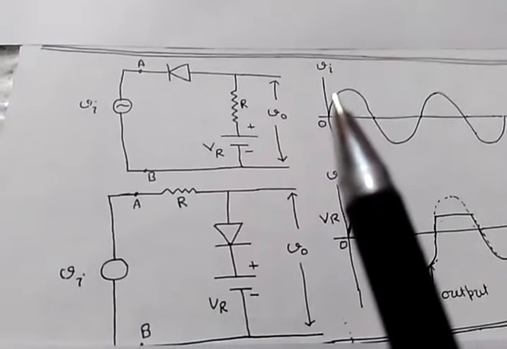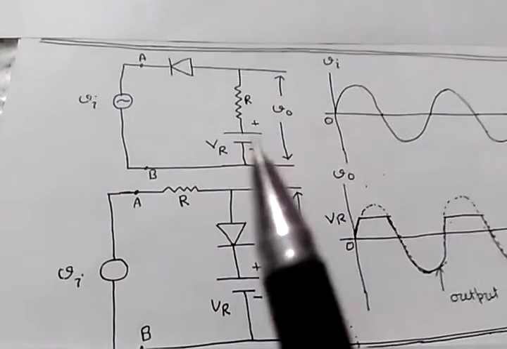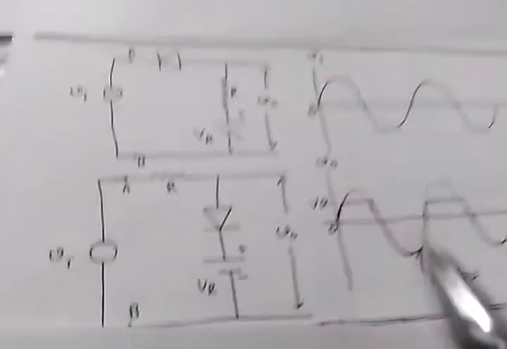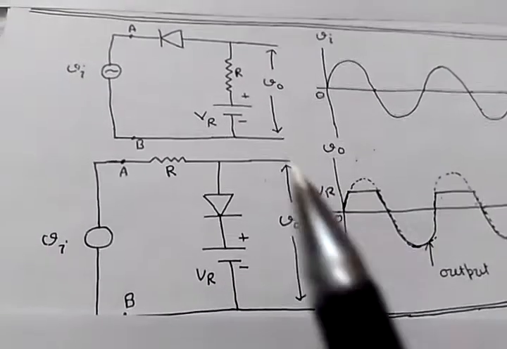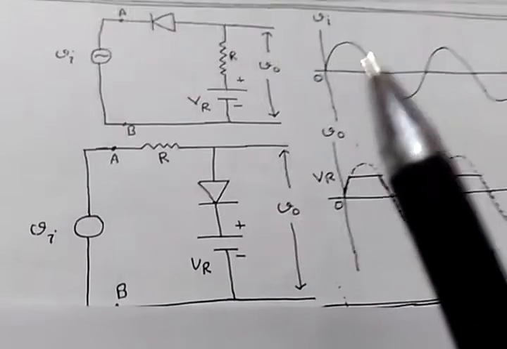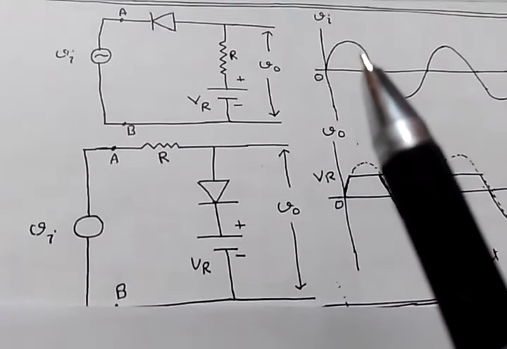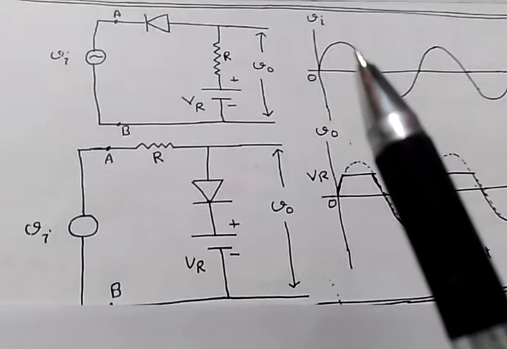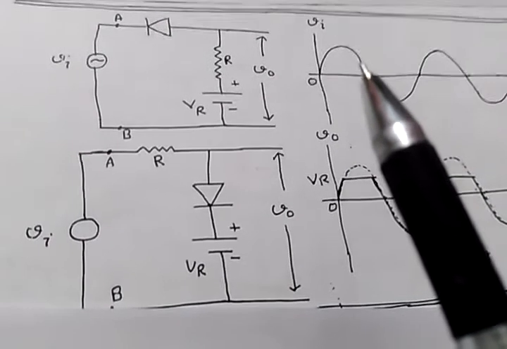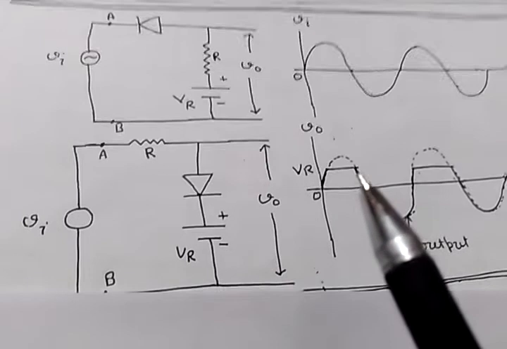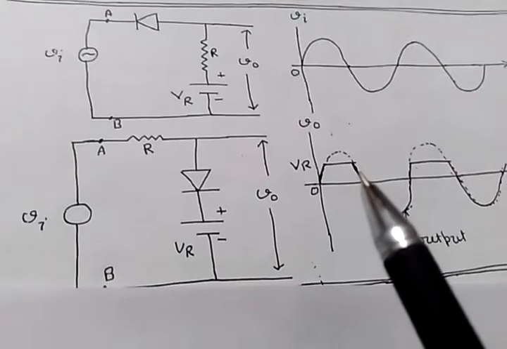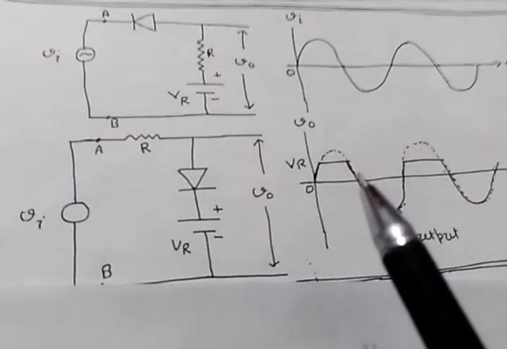So for the input above VR, we will get at the output a constant voltage equal to VR. And when input signal again reduces, when input signal is less than VR, in that case again output will follow the input signal and we will get this portion of the output waveform.